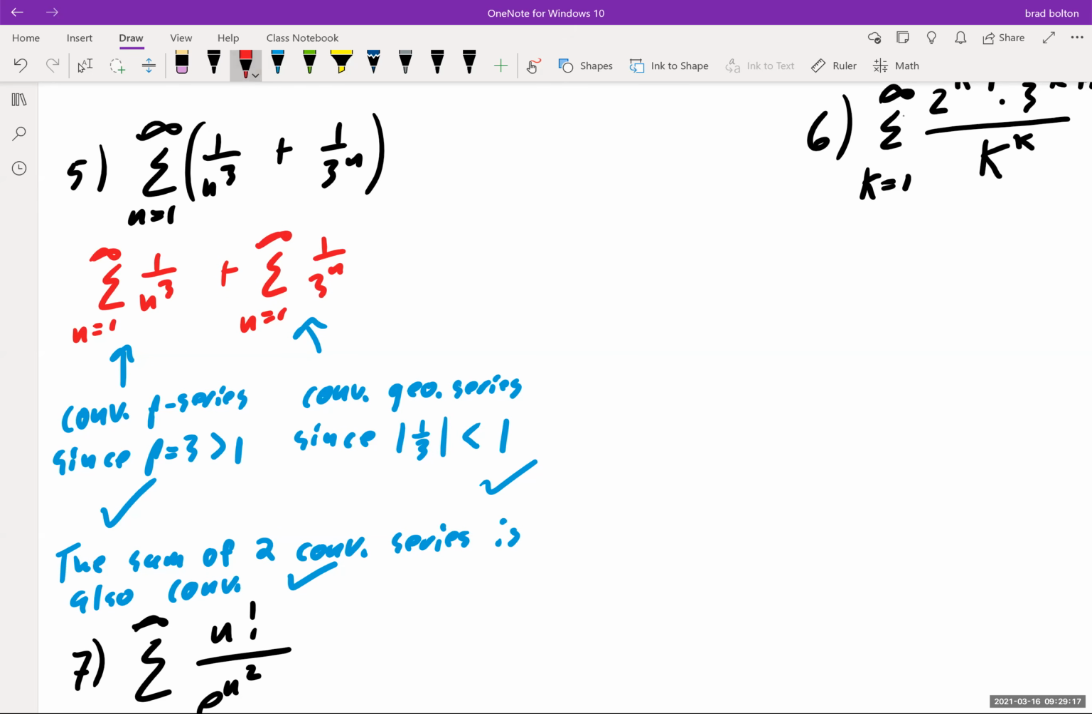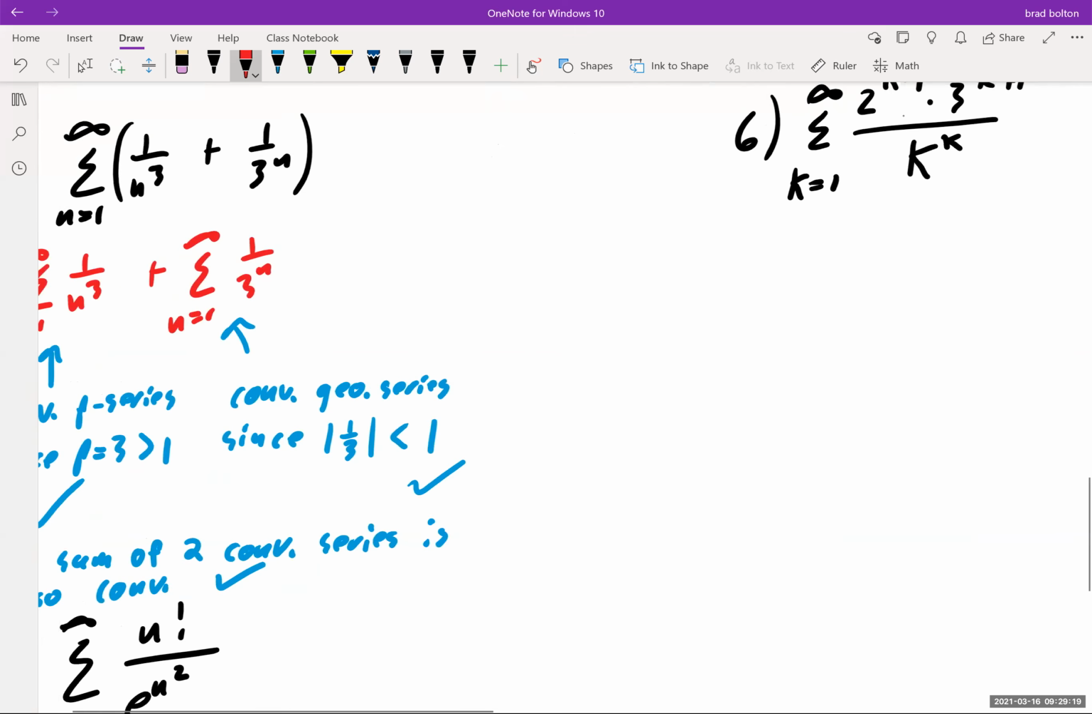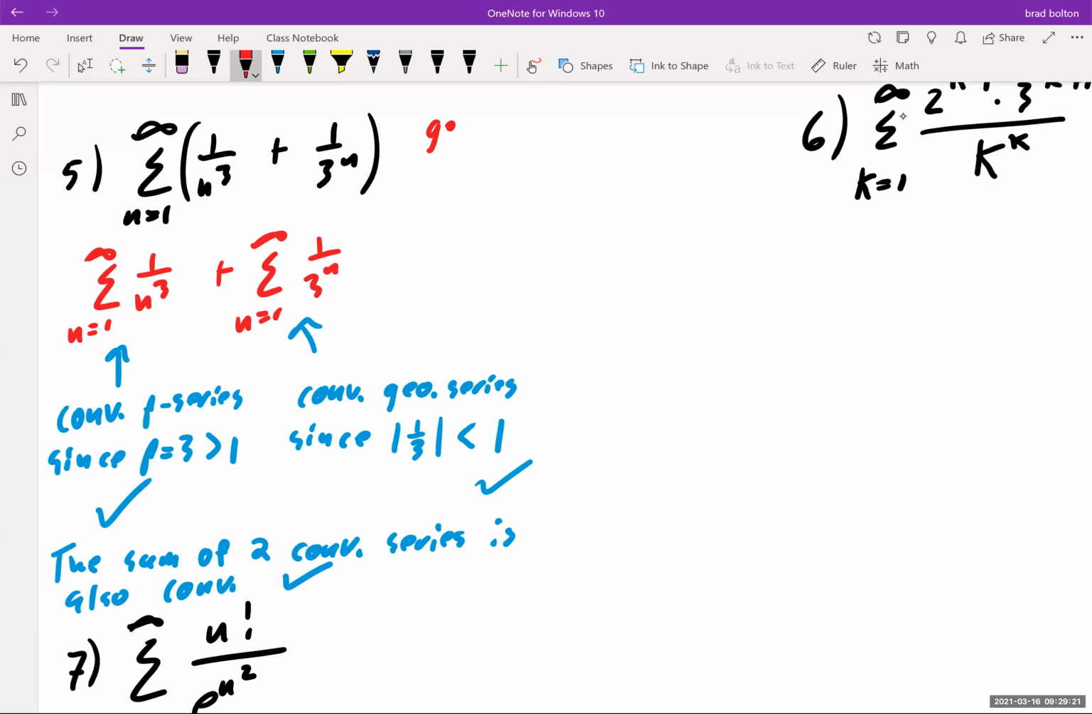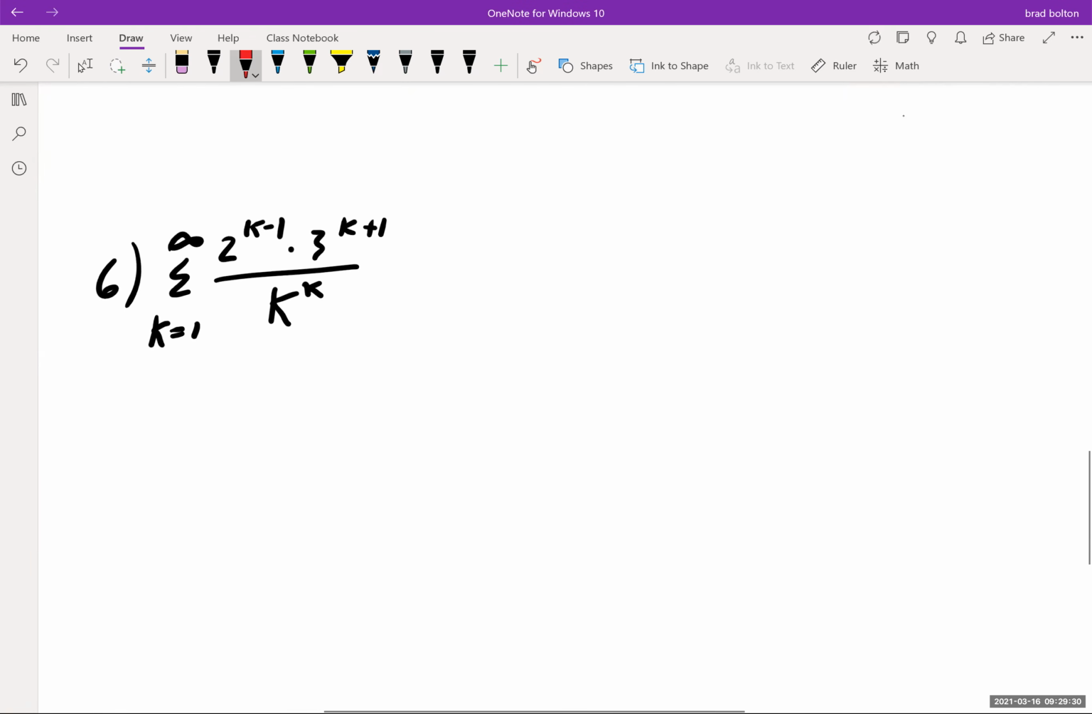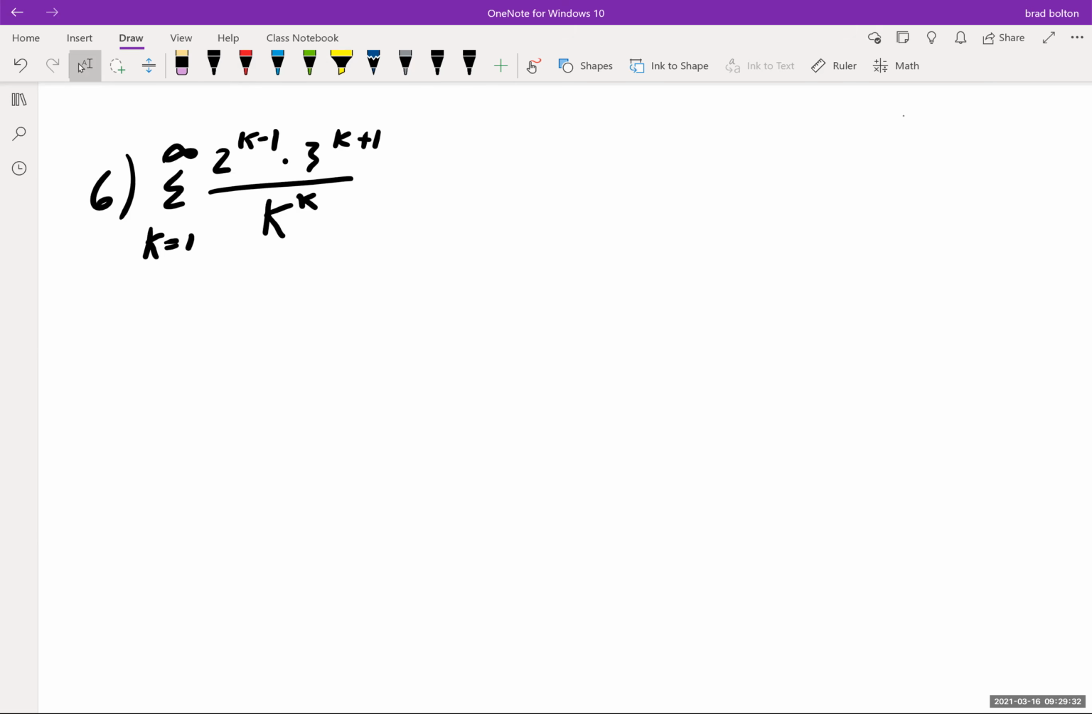Okay, so let's go over here to number 5. Oh, so this was a geometric and p series. Sorry about that. Forgot to write that on that one. Okay, so now let's go over to this one. Now this one looks an awful lot like a ratio test. So maybe the ratio test would work.